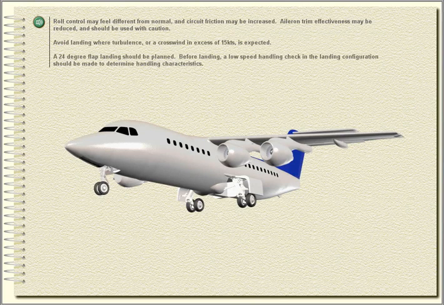Roll control may feel different from normal, and circuit friction may be increased. Aileron trim effectiveness may be reduced and should be used with caution. Avoid landing where turbulence or a crosswind in excess of 15 knots is expected. A 24-degree flap landing should be planned. Before landing, a low-speed handling check in the landing configuration should be made to determine handling characteristics.